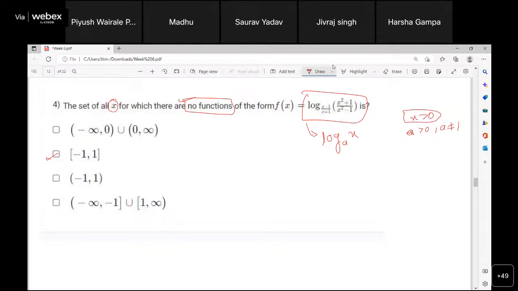Okay, so let us take this part first. That is a minus 1, a plus 1. So I'm saying that a should be greater than 0 and it should not be equal to 1, right?